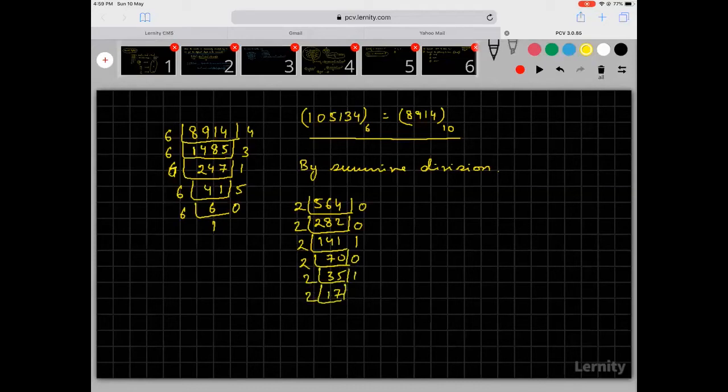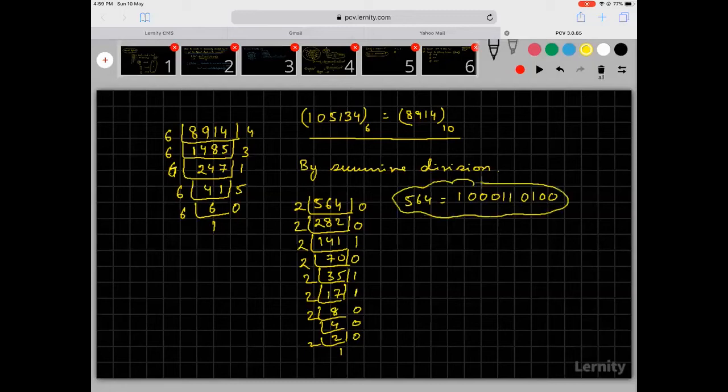Again 2, 1 is the remainder, 8. Again 2, 0 is the remainder, 4. Again 2, 0 is the remainder, 1. So 564 is equal to 1 0 0 0 1 1 0 1 0 0. So this is to the base 2 and this is to the base 10. So this is how I can convert a number from this base to this base.